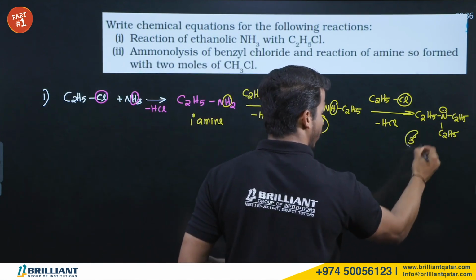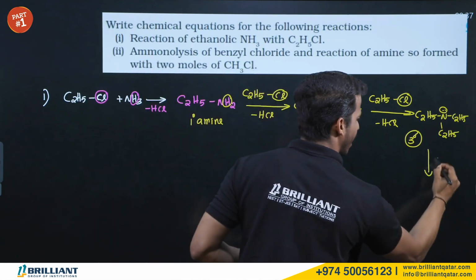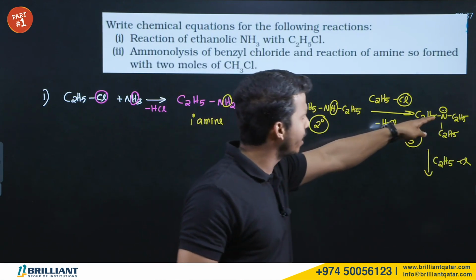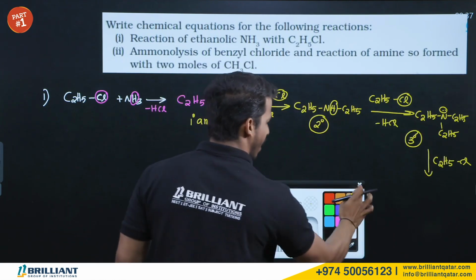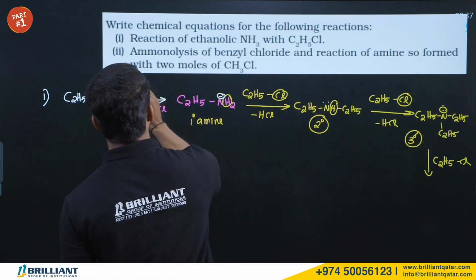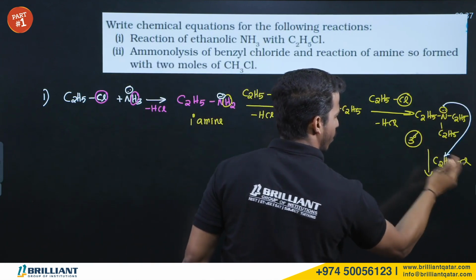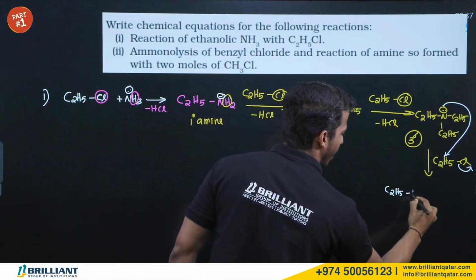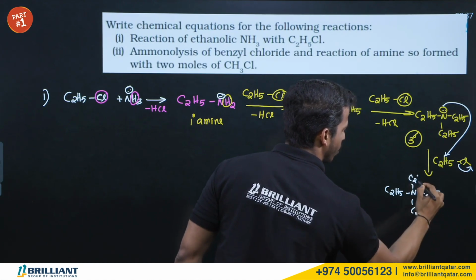So you may think it will stop with a tertiary. No dear, it will again react with C2H5Cl. You may wonder how it can react, because there is no hydrogen on nitrogen to remove with the chlorine. But you know, nitrogen contains a lone pair, right? By using this lone pair, it will attack the C2H5 and remove the chlorine. So you will get C2H5, C2H5, C2H5, and here also C2H5.